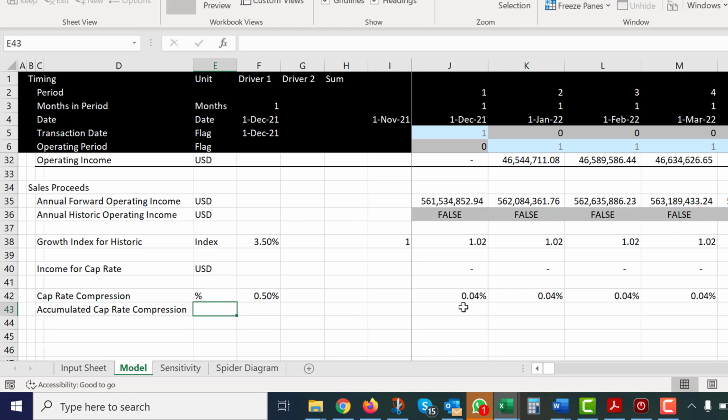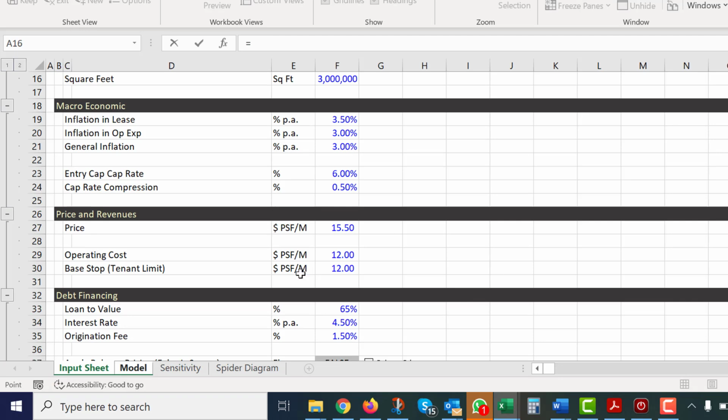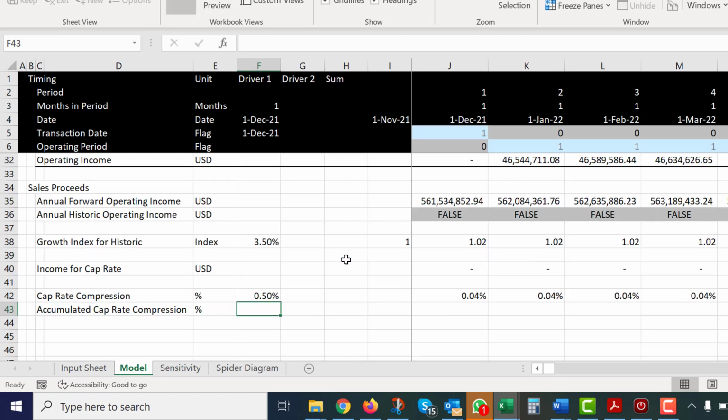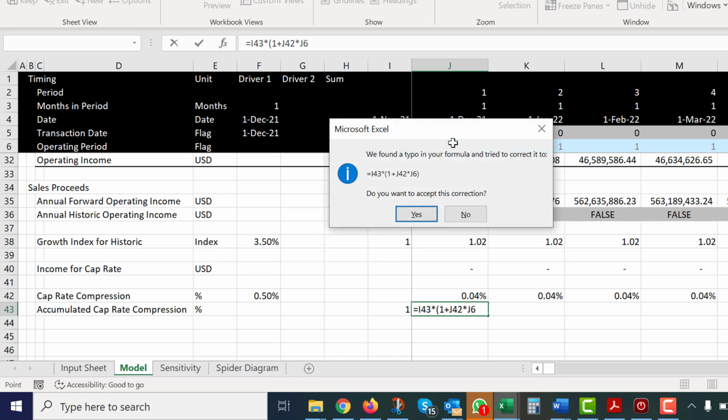Ridiculous kind of assumption, but maybe real estate people make these kind of things. Maybe others do too. And we don't need anything here. We'll start with our 1, and we'll multiply it by 1 plus this. And let's start only during the operating period.